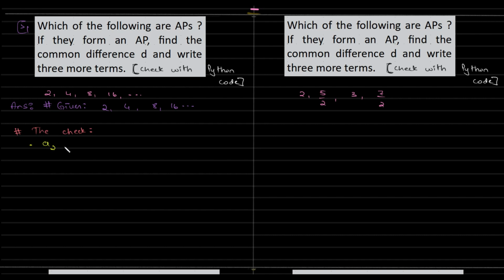Anyways, A2 minus A1. You have to find that, right? That's 2. Why am I doing this? The basic idea of an AP is that the difference between any consecutive terms has to be the same. Then A3 minus A2, which is equal to 8 minus 4, which is equal to 4. And since the difference is not the same, you will conclude that A2 minus A1 is not the same as A3 minus A2, right?